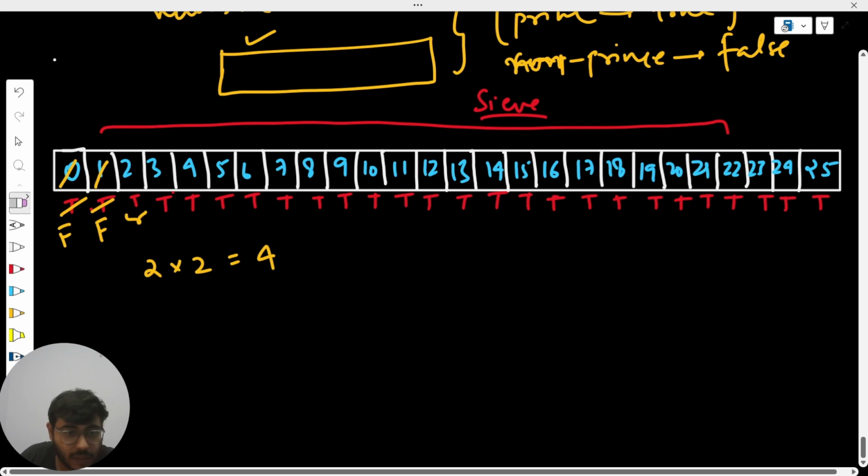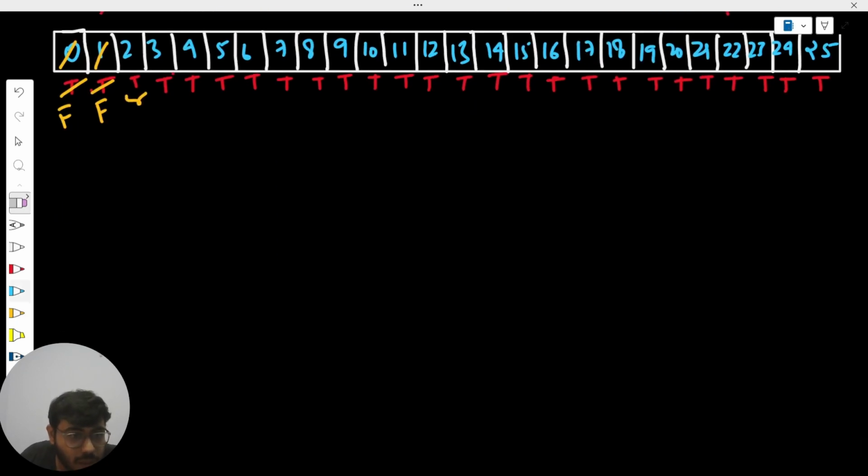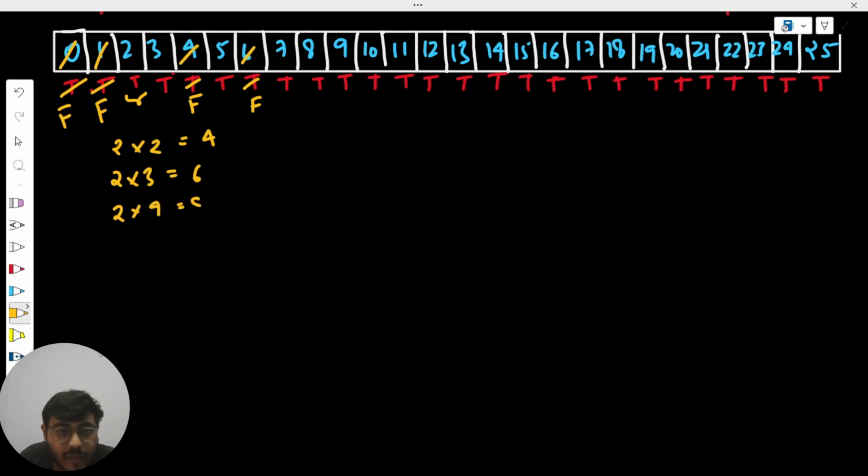So let me write it again. First of all, we have 2 into 2, which is 4. Since we are going to mark the multiples of 2, we can see 4 is present, so we mark 4 as false. Then we go to 2 into 3, which is 6, and we mark 6 as false. Then 2 into 4, which is 8, we mark 8 as false, because it is a multiple of 2. Then 2 into 5, which is 10, so we mark 10 as false. That is not a prime.